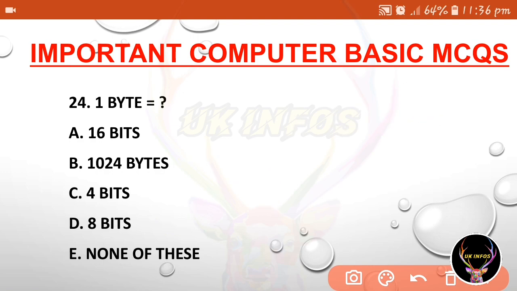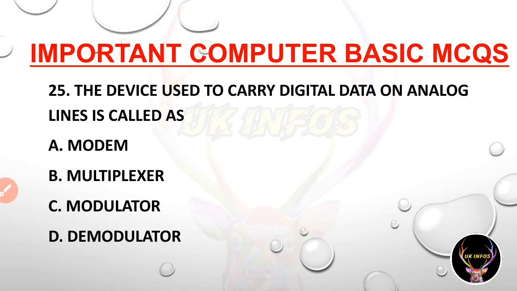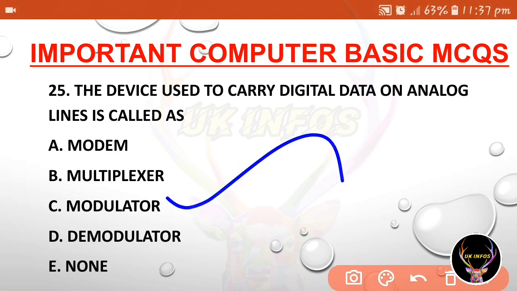Question number 25. The device used to carry digital data on analog lines is called a modem, multiplexer, modulator, demodulator or none. The answer is modulator. Next we are going to see higher order thinking skills questions, that is called hard questions.